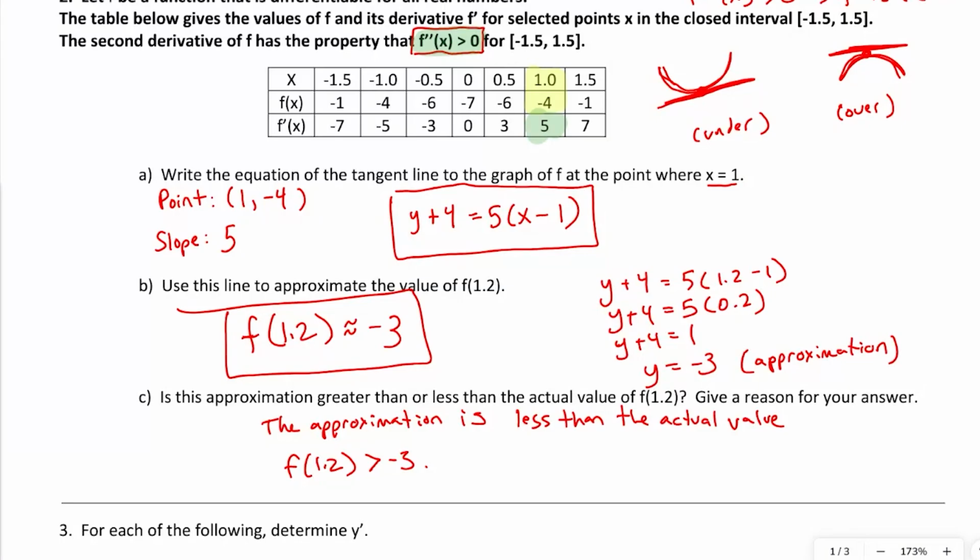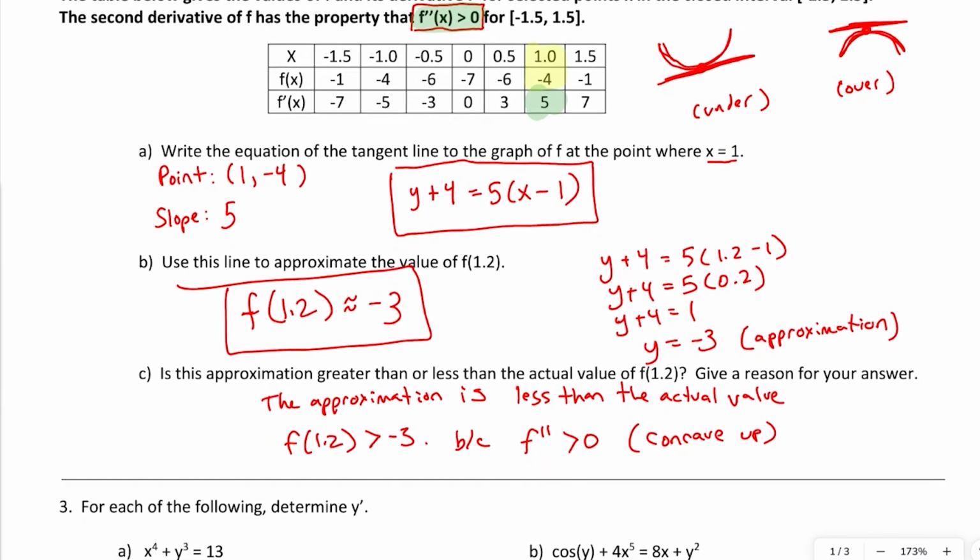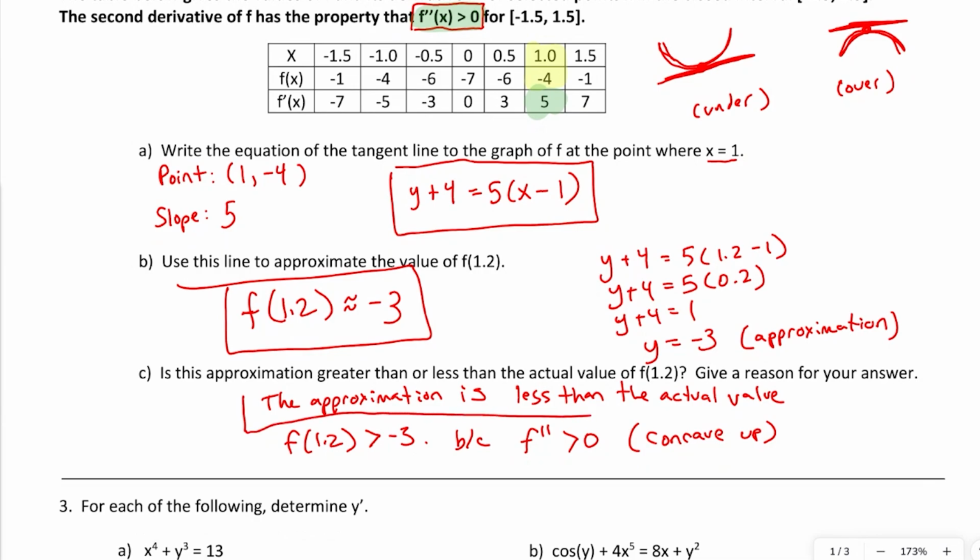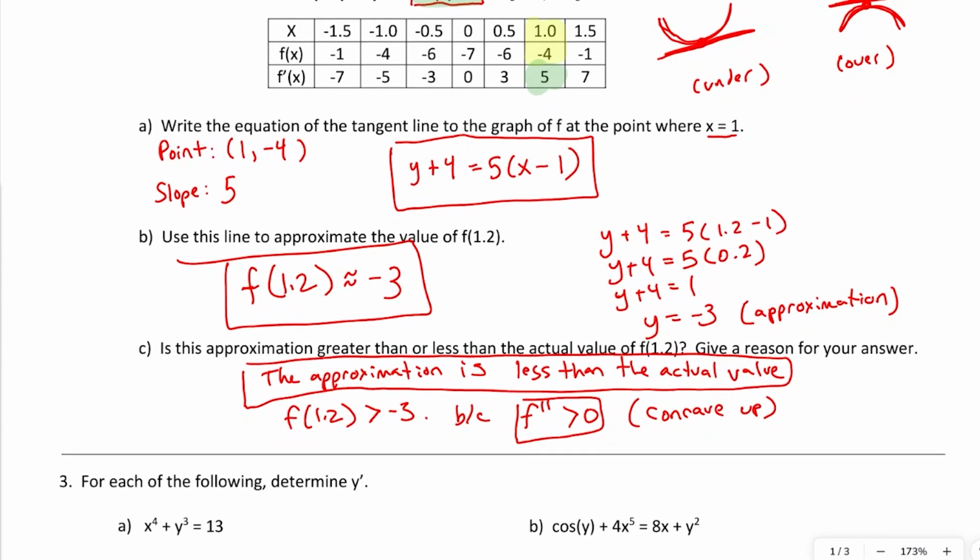Now our reason for this is because f double prime is positive, and therefore concave up. So this is really our answer. Approximation is less than the actual value, and the reason is because f double prime is positive.